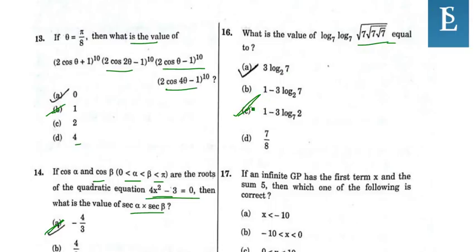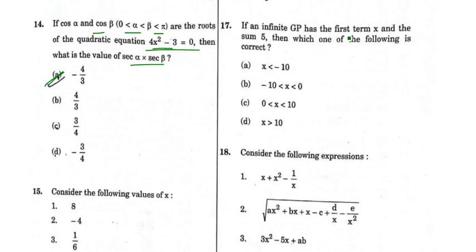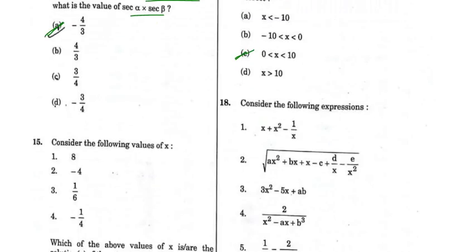Okay. If an infinite geometric progression has the first term x and the sum 5, then which of the following is correct? So actually you can solve this question, x upon 1 minus r equal to 5. This is a simple thing, and then you get the solution. So I think the right answer should be C, x is more than 0 and less than 10. So this is a problem of inequality.